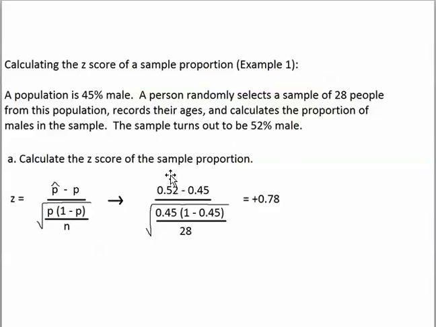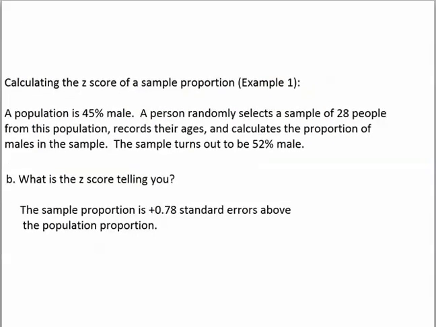So proportion of males in the sample, proportion of males in the population, proportion of males in the population, and again right here, proportion of males in the population, and sample size. This comes out to 0.78. So our sample proportion of 0.52 has a z-score of 0.78. It makes sense that it's a positive number because the sample proportion is above the population proportion. And this z-score is just telling us that the sample proportion is 0.78 standard errors above the population proportion.